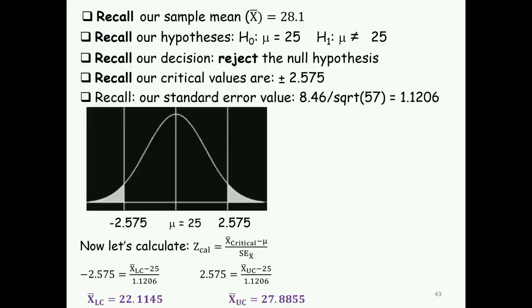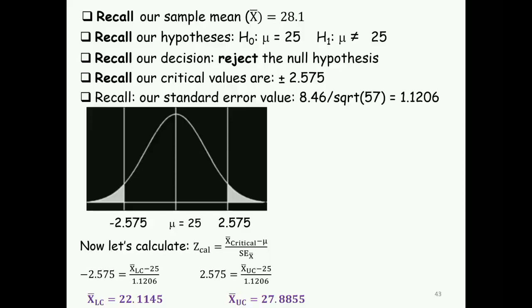28.1, I reject because 28.1 is somewhere here. I could possibly also reject if my X bar was 20. So anything to the left, reject. Anything to the right of this number is reject. Why do I reject? Because 28.1 is greater than 27.88.